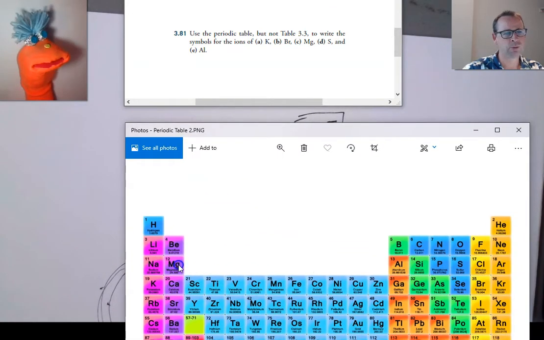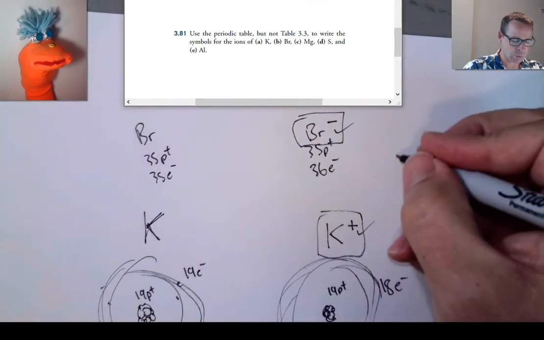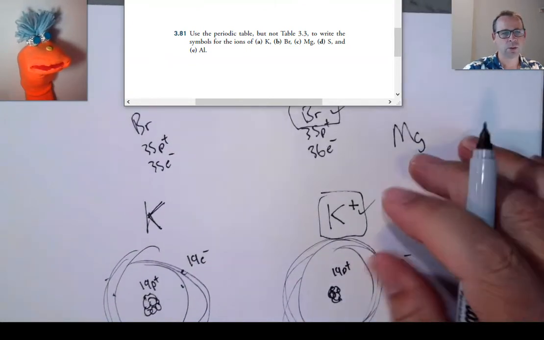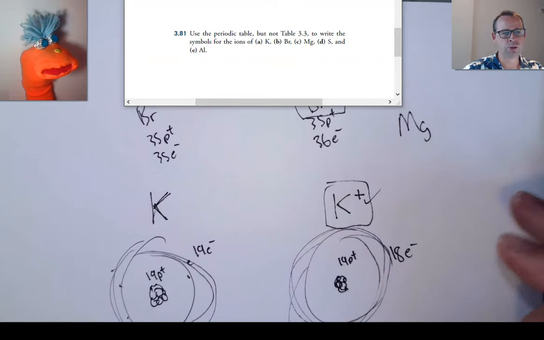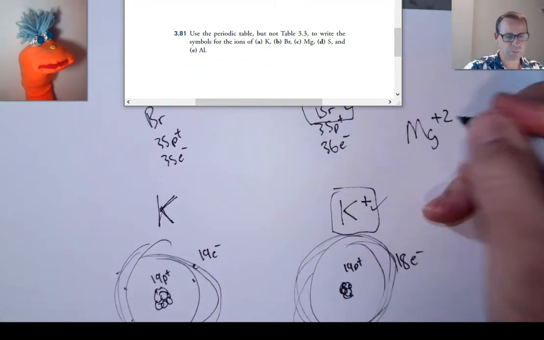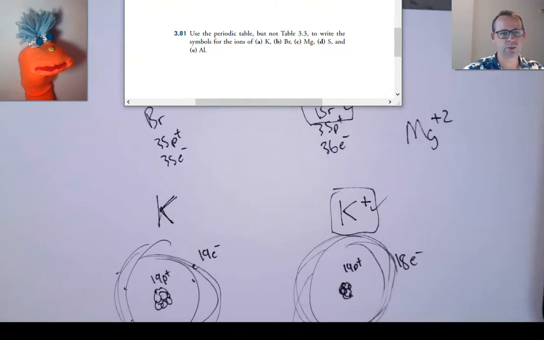Magnesium has 12. The nearest noble gas is 10. So it has 12 electrons, and neon has 10 electrons. So it wants to lose 2 electrons. All right, so what do we put up here for the charge if it's lost 2 electrons? Not a -2, because that would be gaining 2. +2. That's right, a +2 charge because it's lost those 2 electrons.